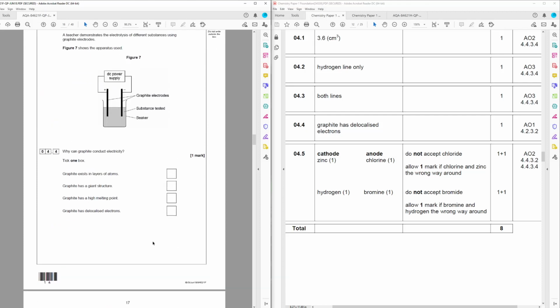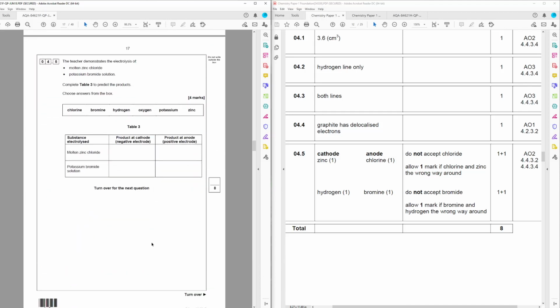4.4 then, why can graphite conduct electricity? It's the delocalized electrons. Graphite's got 3 covalent bonds out of a potential 4, so there's an electron that's unpaired.